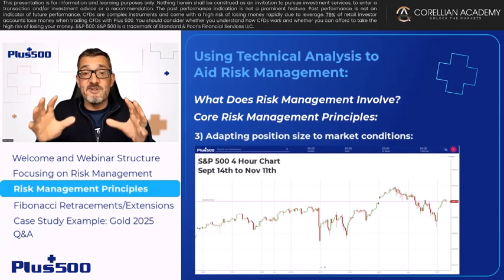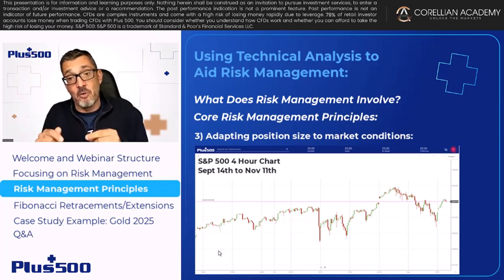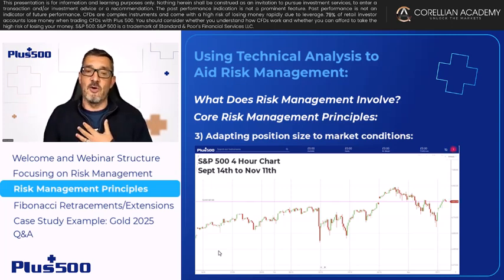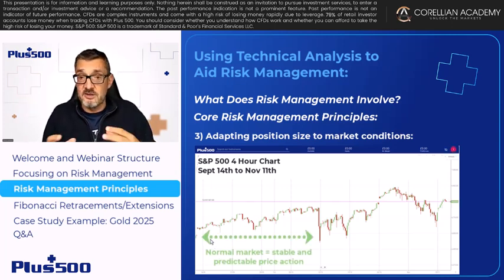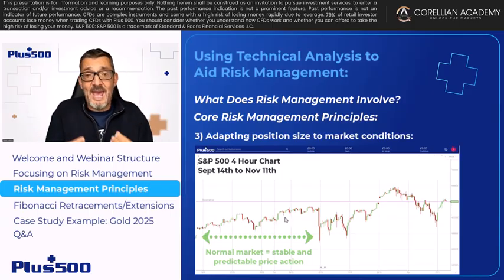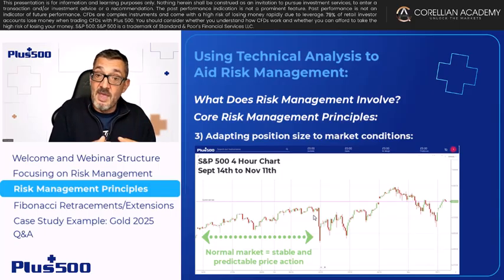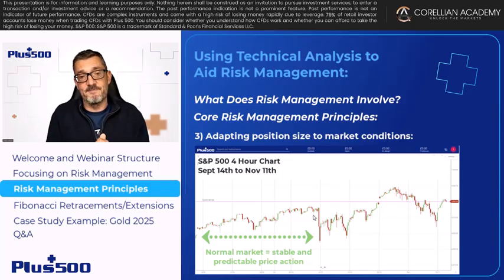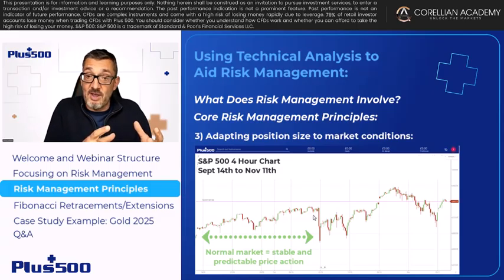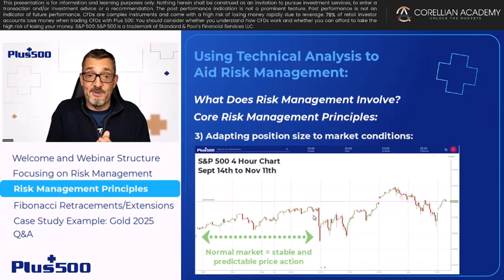Principle 3 is adapting your position sizing to market conditions. Remember, sizing the position isn't just about how confident you feel, it's about taking what the market is offering you. In normal market conditions where price action is relatively stable and predictable, you can consider taking slightly larger positions if your risk management is strong and your stop loss is well placed. In this environment, your risk per trade should still be capped. For example, as I suggested earlier, using 1 to 2% of your trading capital.